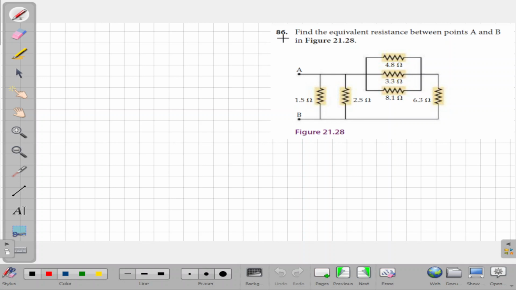Okay, let's solve another exercise. Exercise 86. Find the equivalent resistance between points A and B in this figure. We have here a complex electric circuit consisting of 6 resistors. We're going to denote, for simplicity, each resistor by R1, R2, R3, R4, R5, and R6.